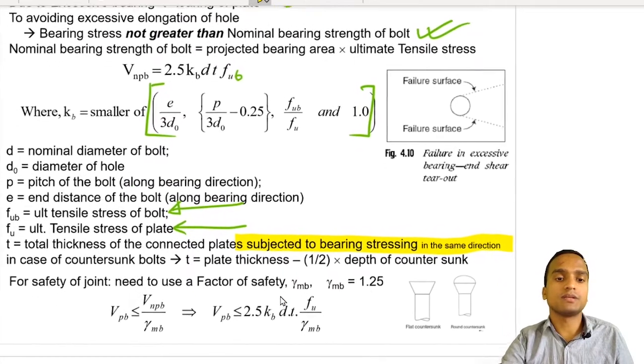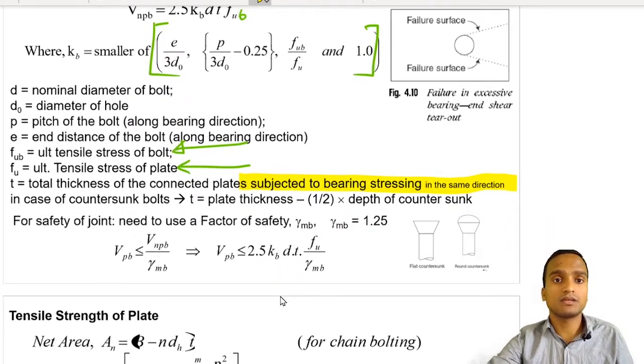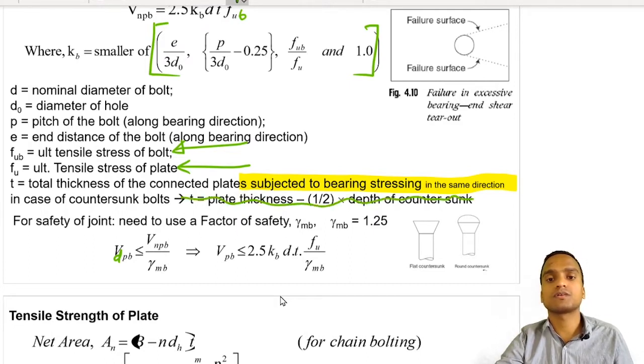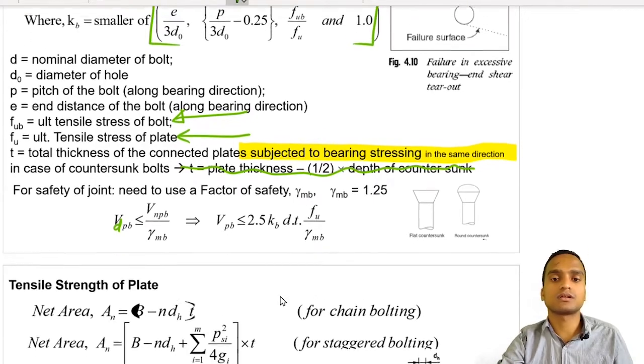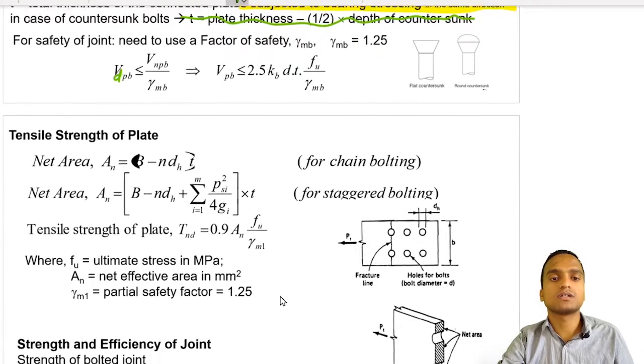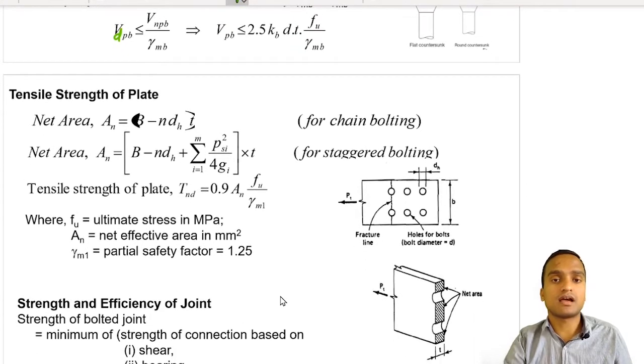And then we divide this VNPB by gamma MB, and we get the design bearing strength of the bolt equal to VNPB divided by gamma MB. Okay, so extra things are written here, you can ignore that, no problem. Okay, so these different types of bolts I will not be considering much. And then there is the last one, that is the tensile strength of plate. So this is also very, very important.